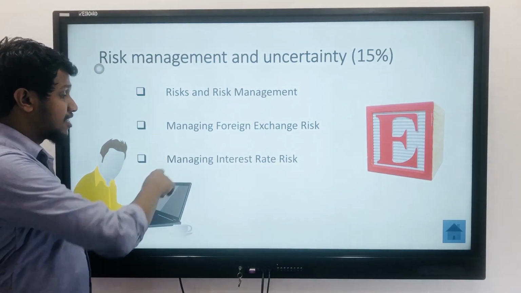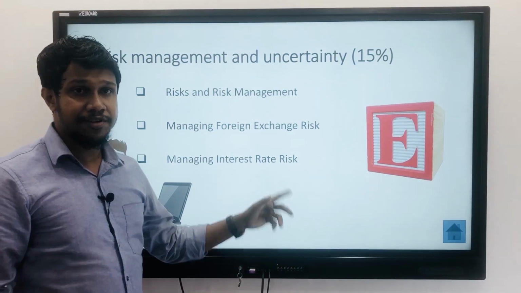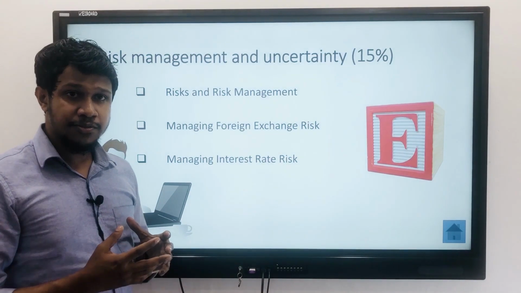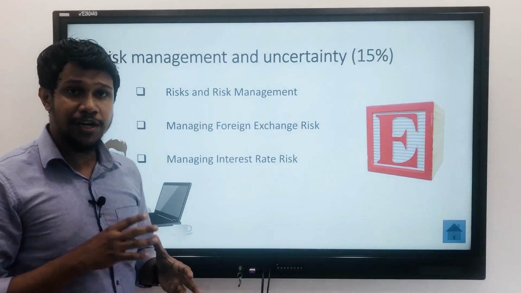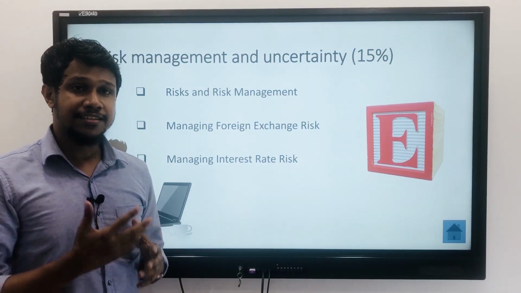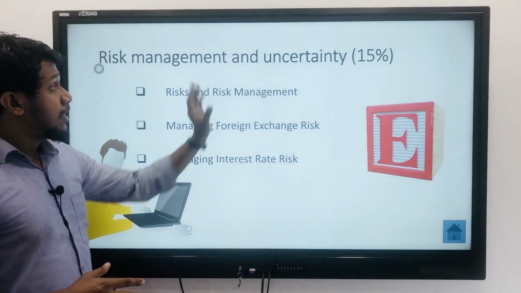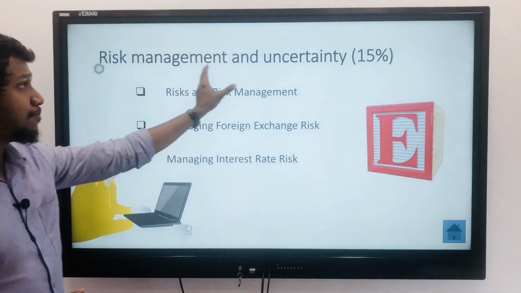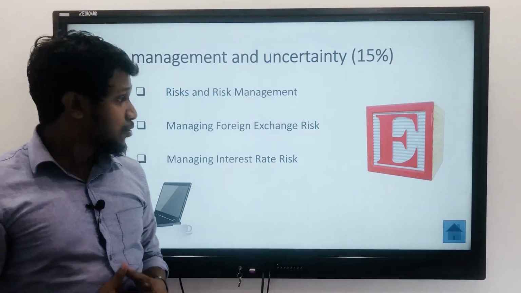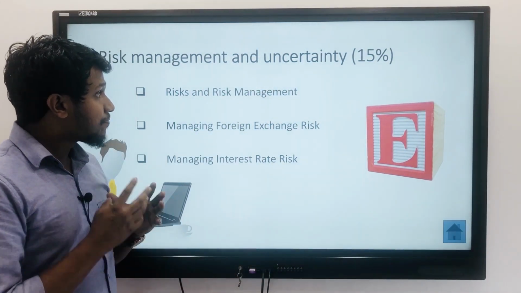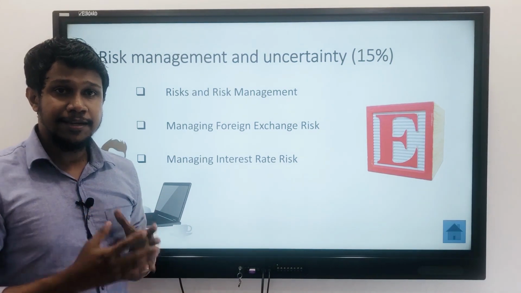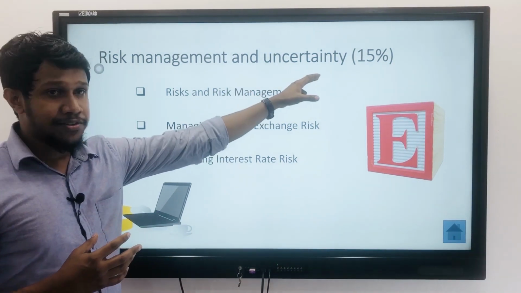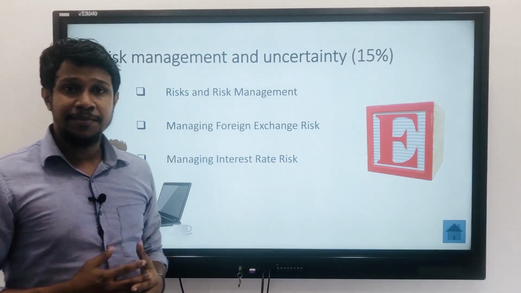Finally, we are going to discuss managing our interest rate risk. What are the factors affecting our interest rate? What is interest rate risk? How are we going to address that risk? These things are very important. In the syllabus, 15% weightage is given for this risk management and uncertainty area. I am going to elaborate these sessions step by step, so you can go through your examinations very easily.